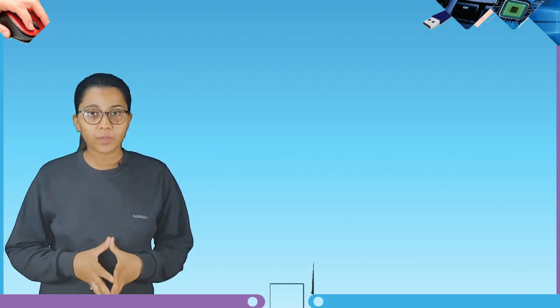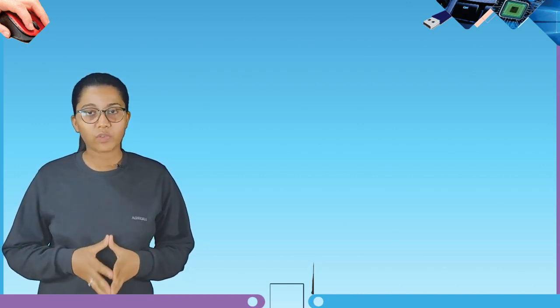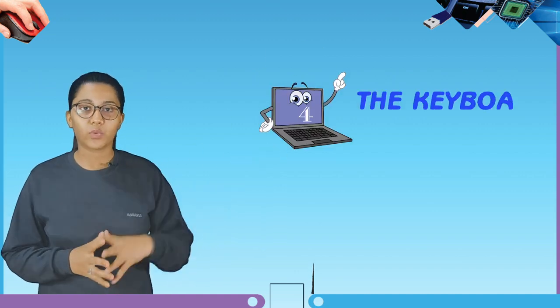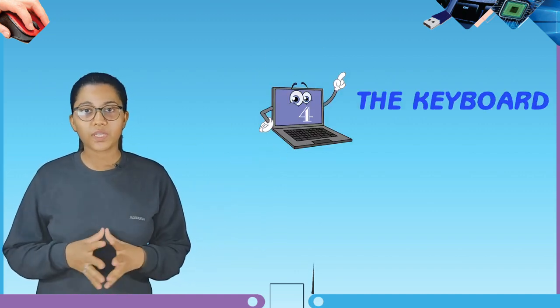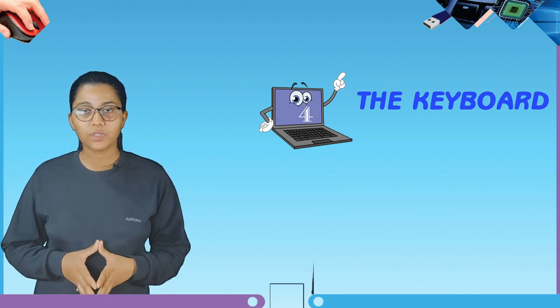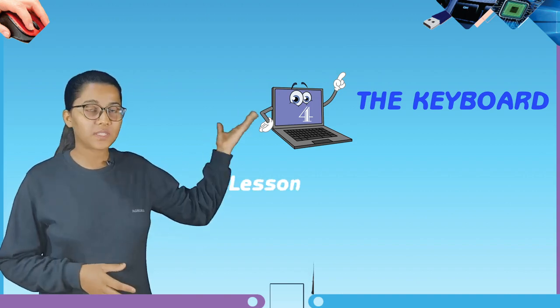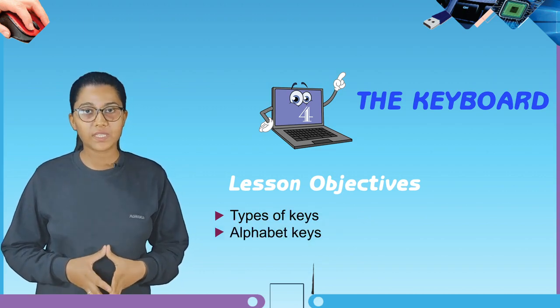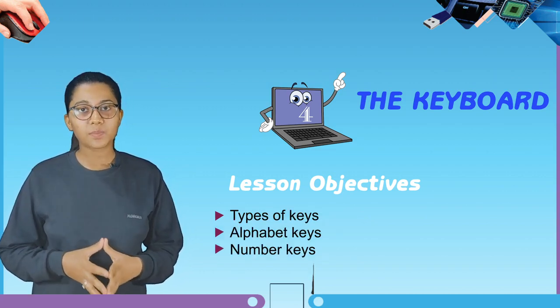Today we are going to learn about some very interesting chapters of a computer. So let's start with our fourth chapter, the keyboard. Before we start our chapter, let's have a quick look at the lesson objectives: types of keys, alphabet keys, number keys and special keys.